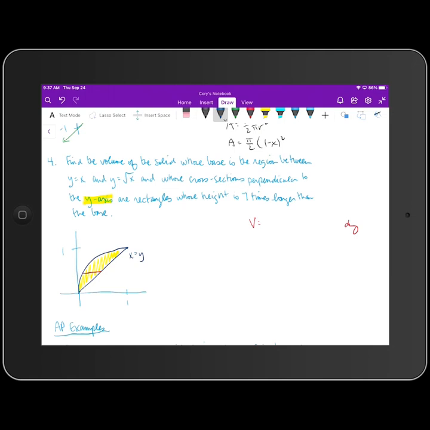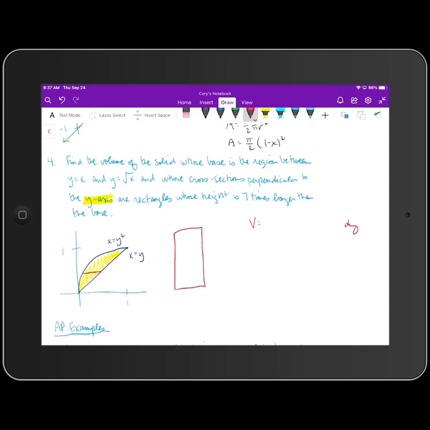And when we take the other equation and solve for x, we get x is equal to y squared. So x is equal to y is the line. X is equal to y squared is the curve. Okay, so what we want to do is take the cross section and draw it over to the right so we can determine what the area of that cross section is going to be.